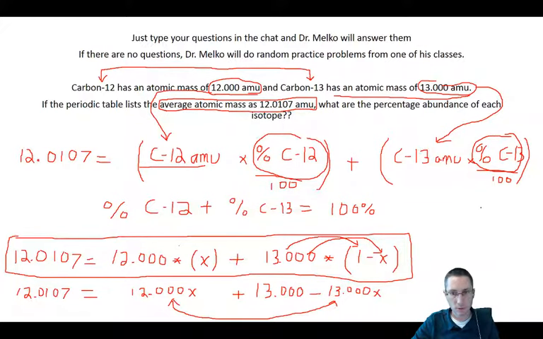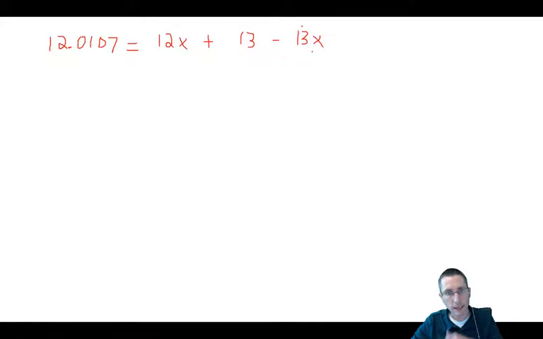I probably can just go to a separate slide here. 12.0107 equals 12x. And I'll drop the zeros here just to make it quicker, but I'll remember they're there if I want to worry about sig figs later. So this is the formula I got after I distributed that 13.